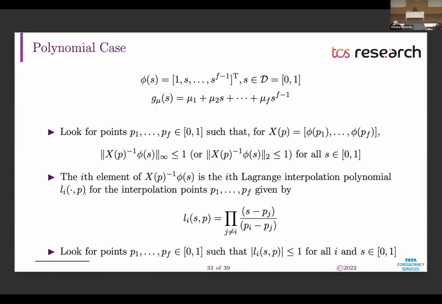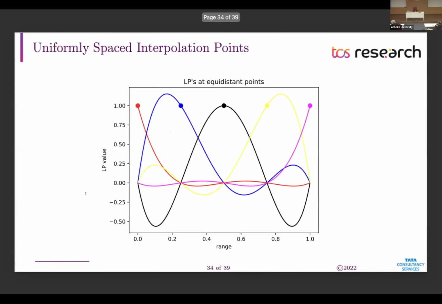So what was C of Z two slides ago becomes L. These Lagrange polynomials, you have to choose these nodes, the interpolating points. And if I choose them to be, for example, equispaced points on the unit interval, 0, 0.2, and so on, I have five equally distributed points.